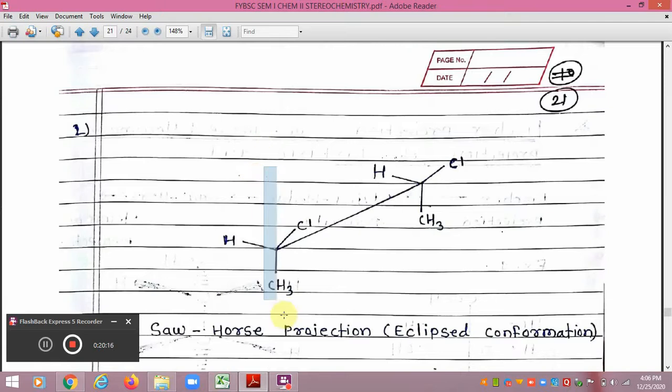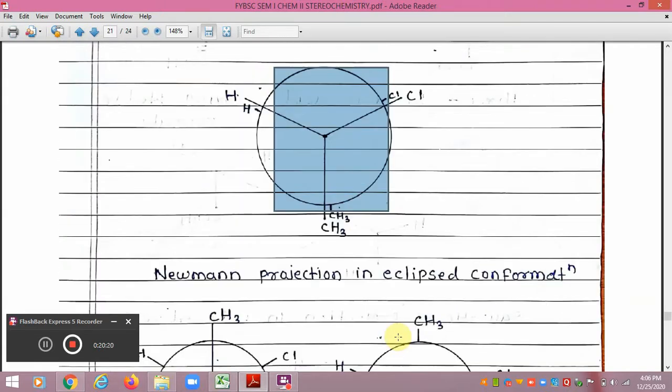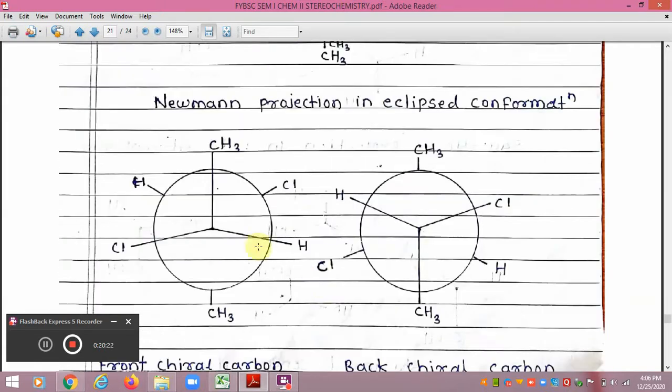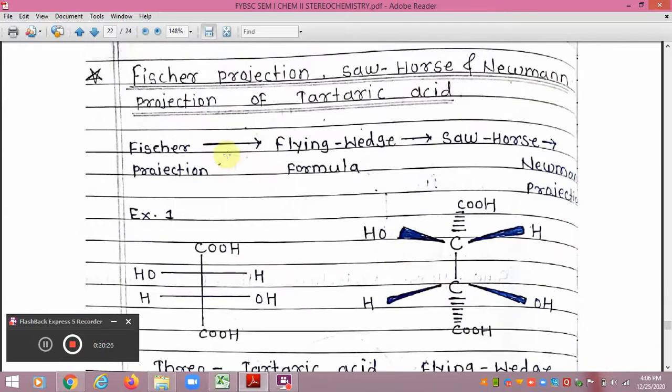Similarly, in another example, this can also be converted into this Newman projection, and on rotation of the front as well as the back carbon we get the staggered conformation. Next, in this way we have talked about how we can represent the molecule in the Fischer projection formula, Newman projection and the sawhorse projection.